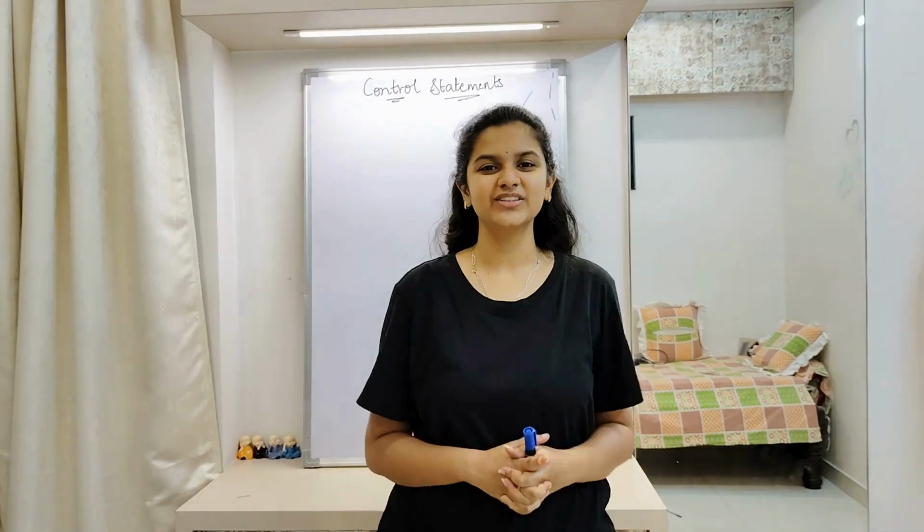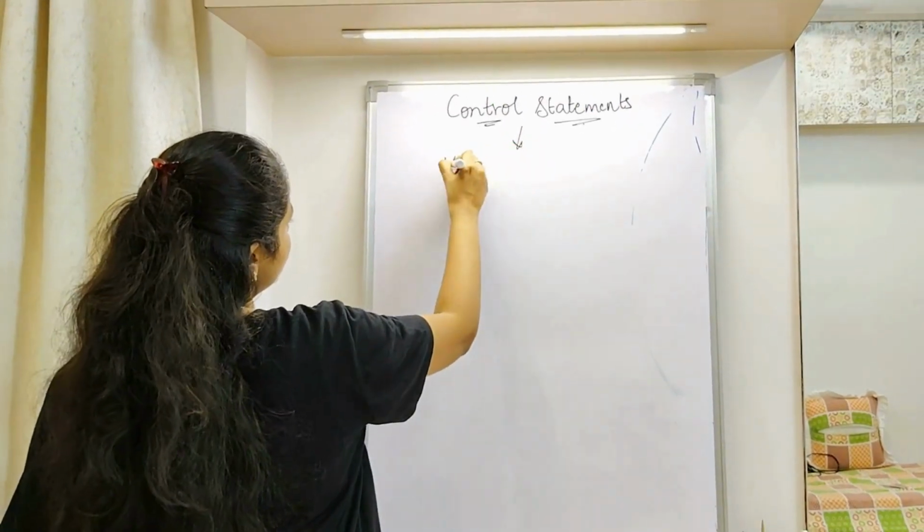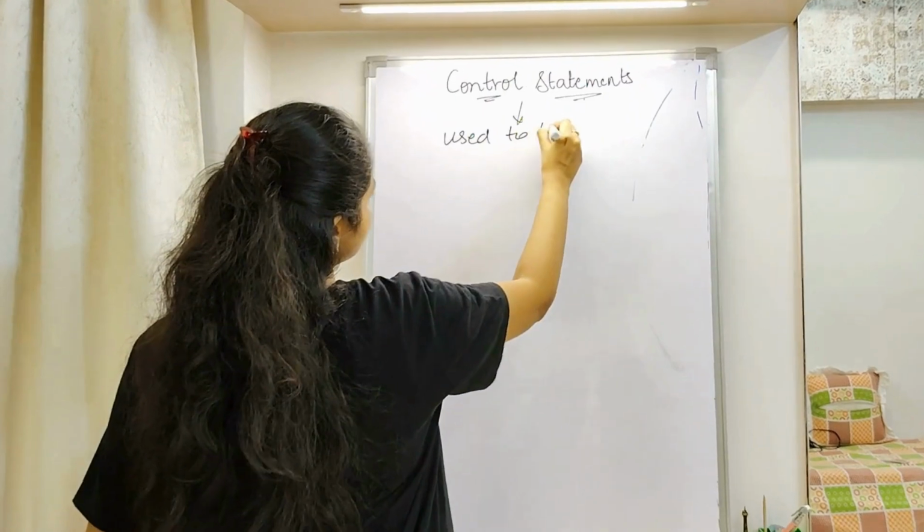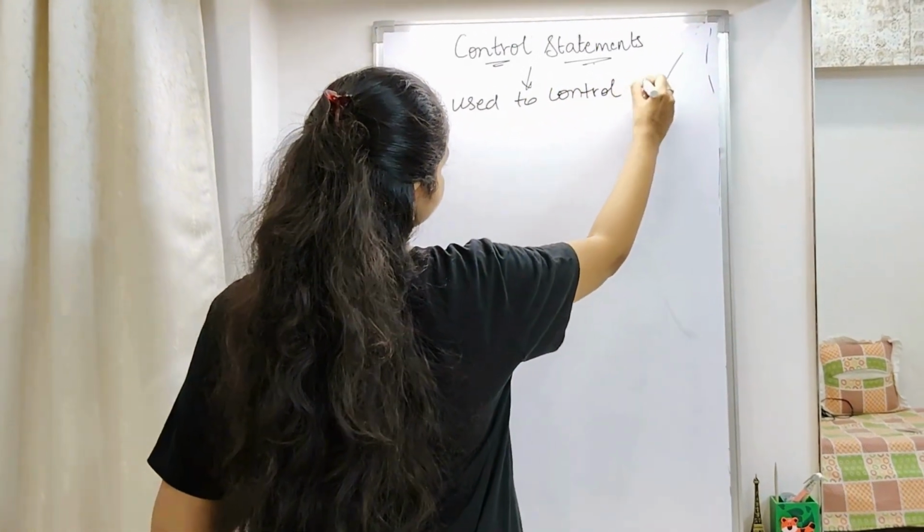So today we are going to learn about control statements. There are three types of control statements. Let's see. Use it to control the flow of program.